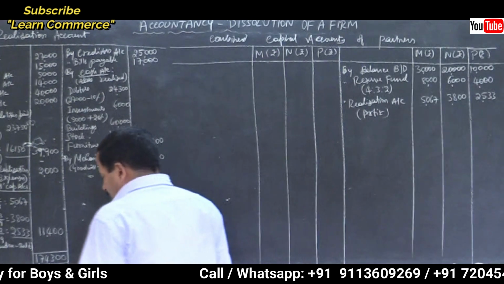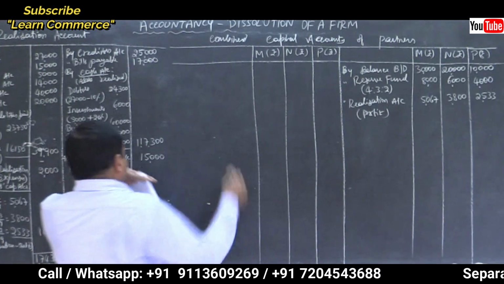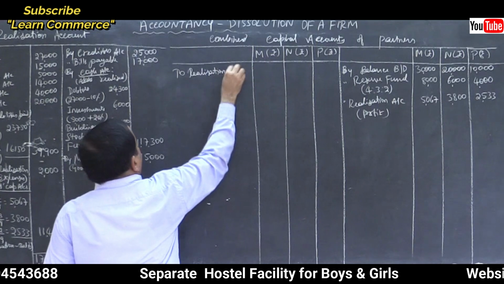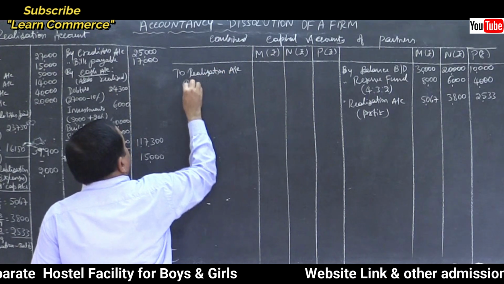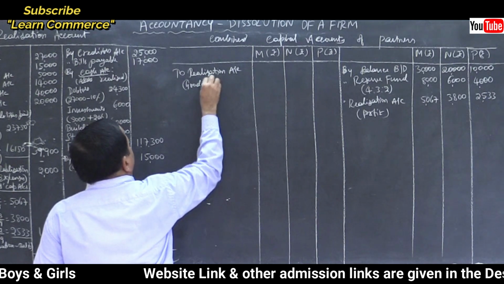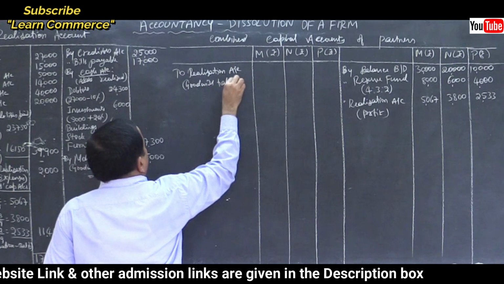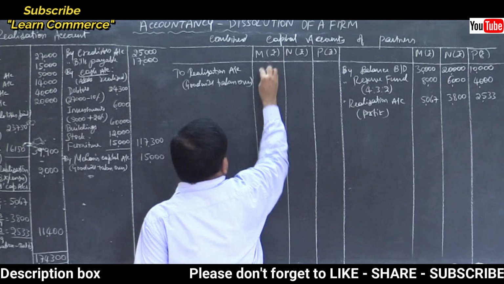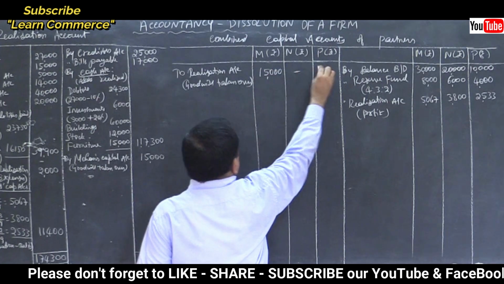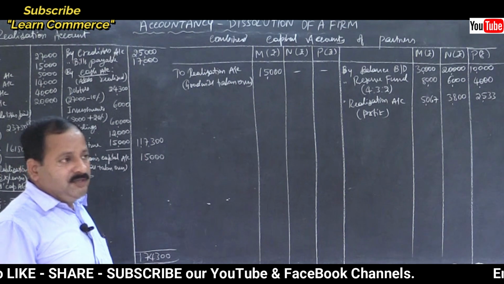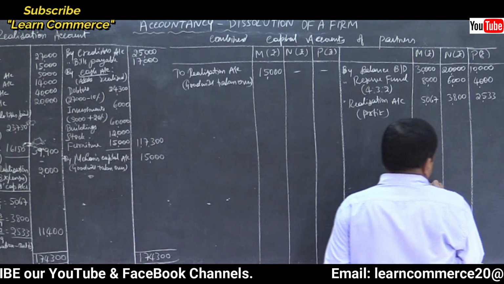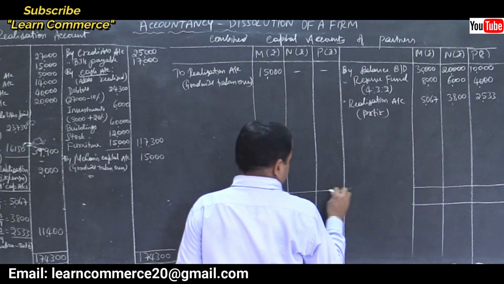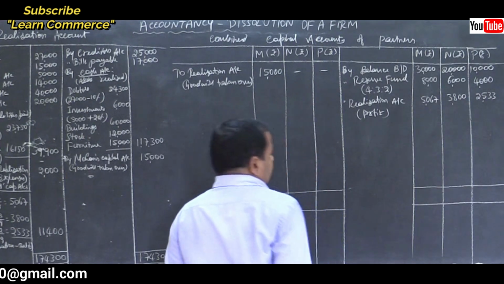That's all. Then goodwill taken over to realization account. Goodwill taken over by Mohan, right? Mohan at the value of rupees 15,000. That's all, it's done. Now let us balance it and make final payment to the partners. Final payment to the partners should be made.